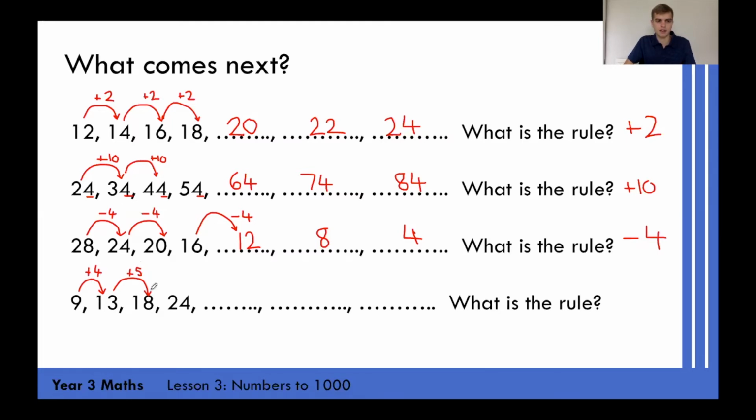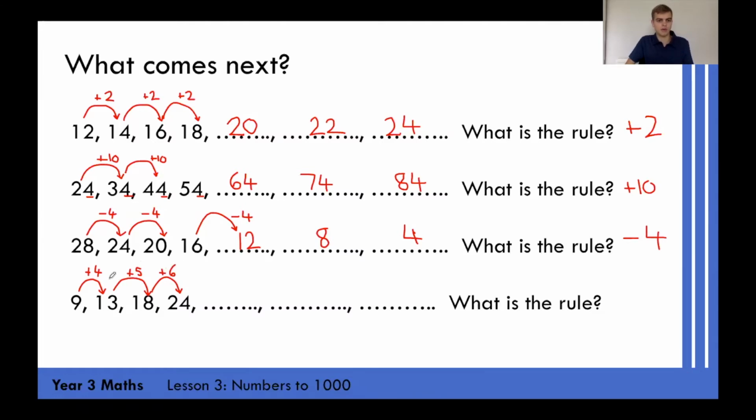This time I added 5. Wonder what this jump would be. You might have seen a pattern already. Let's check. 18 to 24: 18, 19, 20, 21, 22, 23, 24. Oh, this time I'm adding 6. Oh, this is a tricky one.